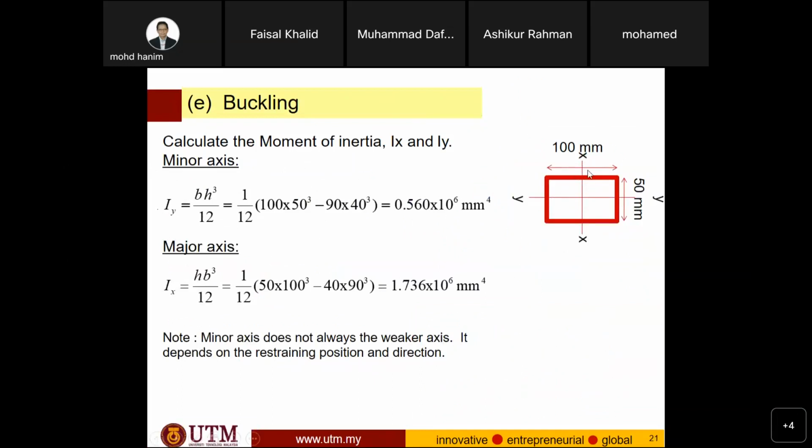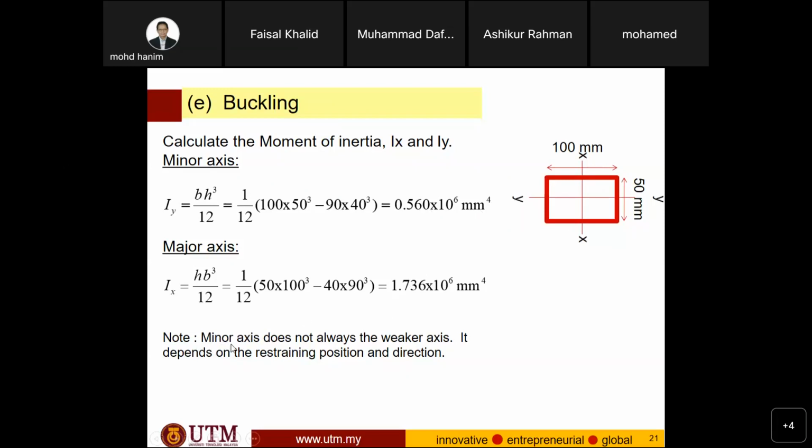And about the minor axis, you have to calculate what is I. And about the major axis, you have to calculate what is I major. Here, this is the formula. So I about Y is equal to 0.65, I about X is equal to 1.736. That means IX is larger than IY in terms of bending, buckling, and deflected shape.